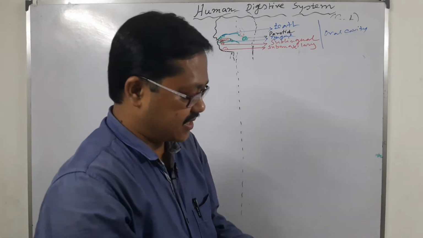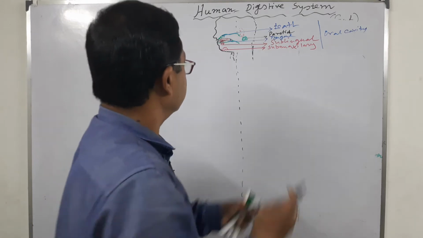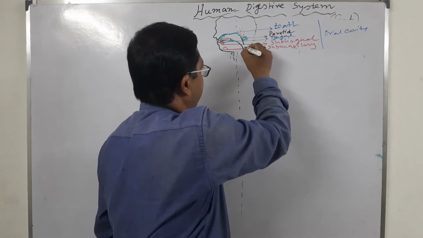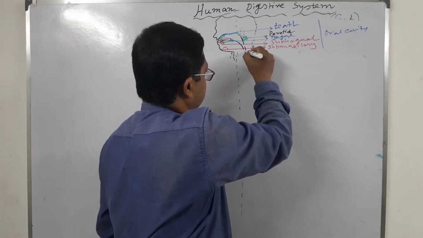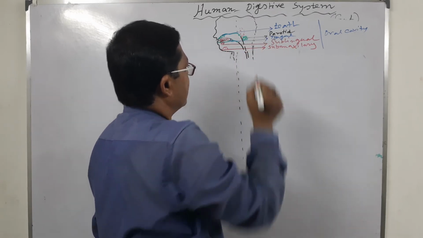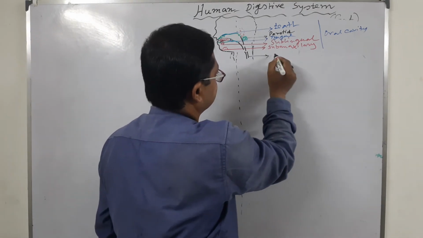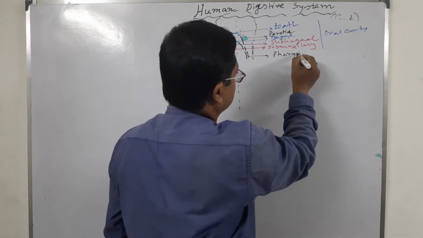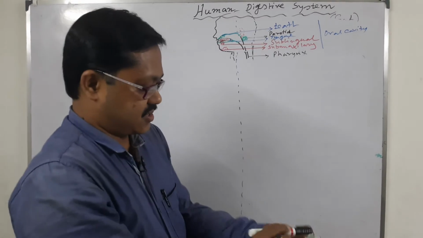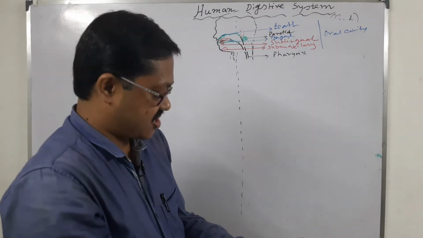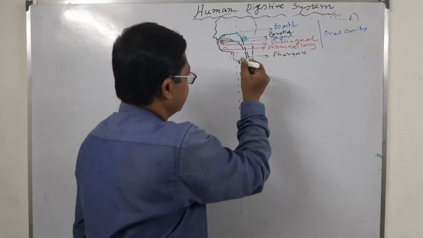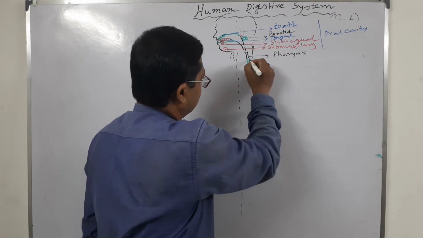Then the second part is the pharynx. This is the pharynx, the black portion. After the pharynx, another tubular structure is present. This tubular structure is the oesophagus.